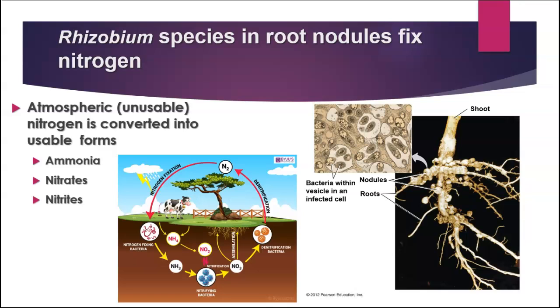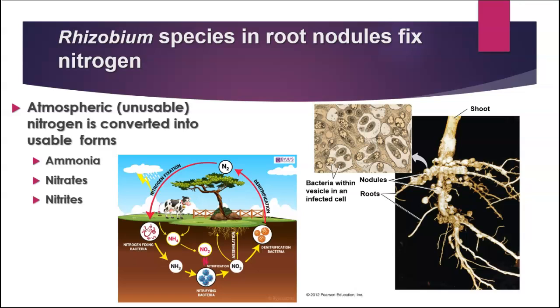Bacteria that live in root nodules and in the soil are responsible for plants being able to incorporate nitrogen. As you know, our atmosphere is about 70% nitrogen. There's lots of nitrogen available, but most organisms on Earth are not able to use nitrogen directly from the air. It is unusable to them. There are only certain species of bacteria, like the Rhizobium species in the root nodules, but there are others that live in the soil as well, nitrifying bacteria and so forth, that are able to take the atmospheric nitrogen and convert it into usable forms like ammonia and nitrates and nitrites.